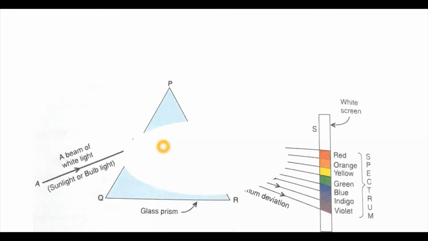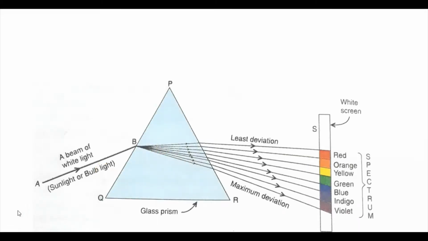Now we will explain the dispersion by a glass prism like this. This is white light coming from, say, a bulb or sunlight, and this white light is a mixture of 7 colors. Those colors are red, orange, yellow, green, blue, indigo, violet, VIBGYOR, okay? Now, why does this dispersion happen? What is the cause of this dispersion?